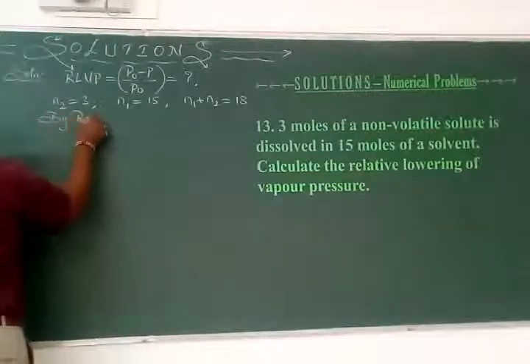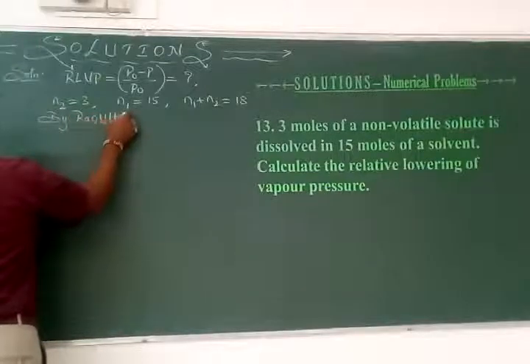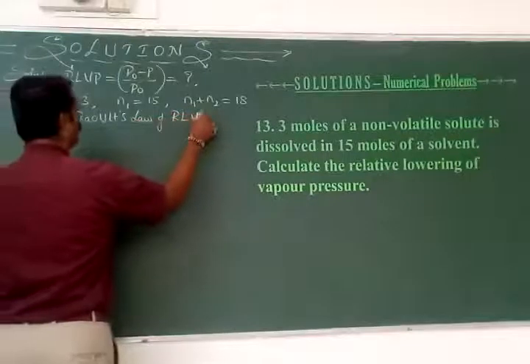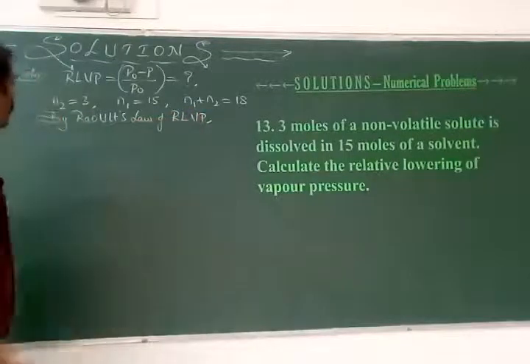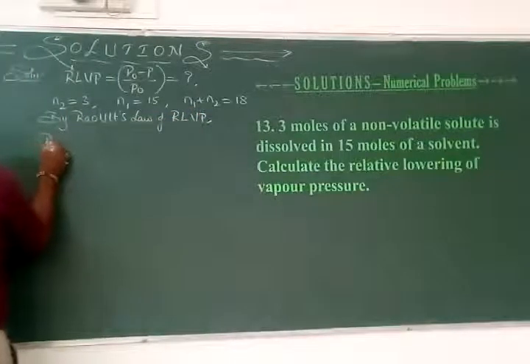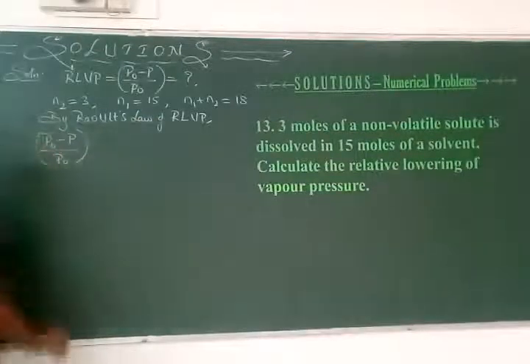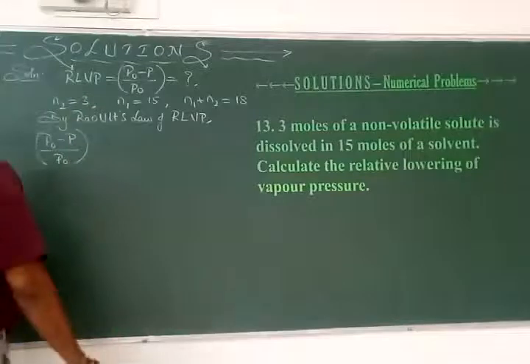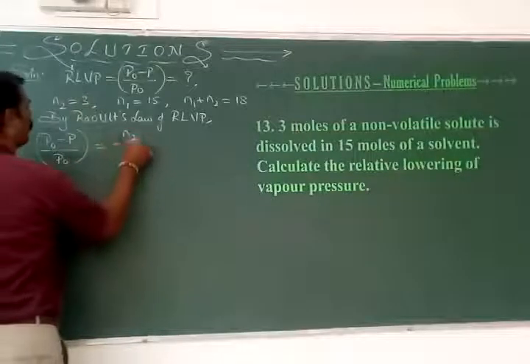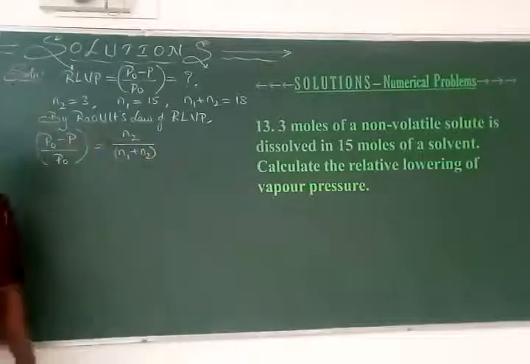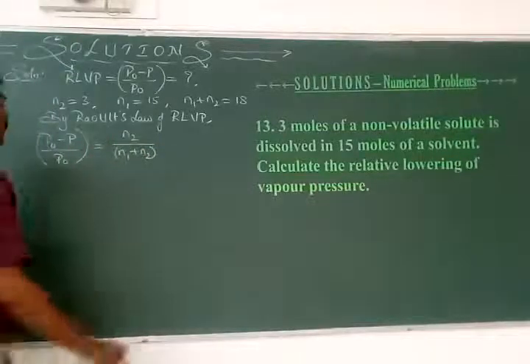By which law? Raoult's law of RLVP. What's that? P naught minus P divided by P naught. What is that? It is called the relative lowering of vapor pressure. It is equal to N2 divided by N1 plus N2.